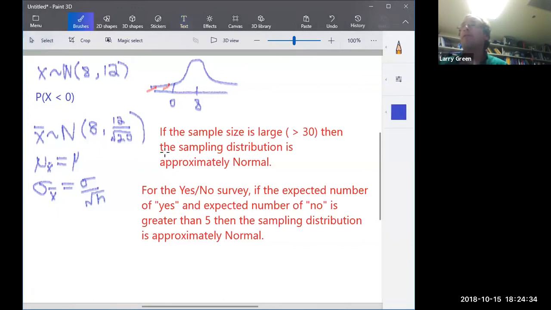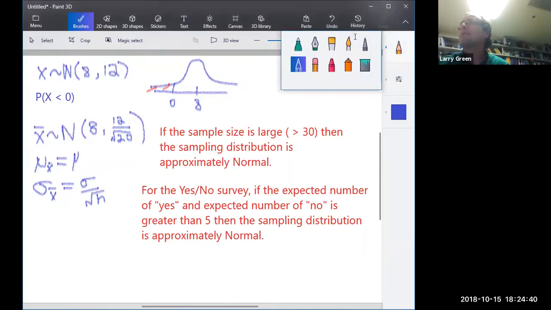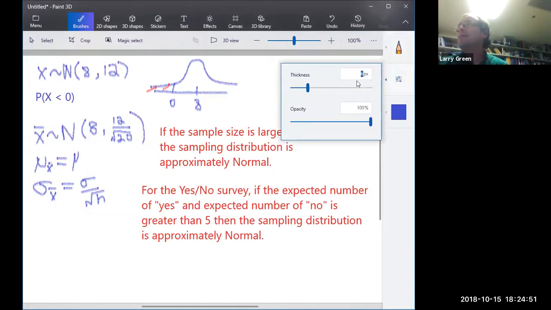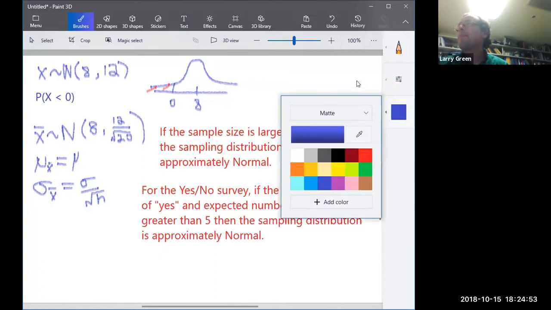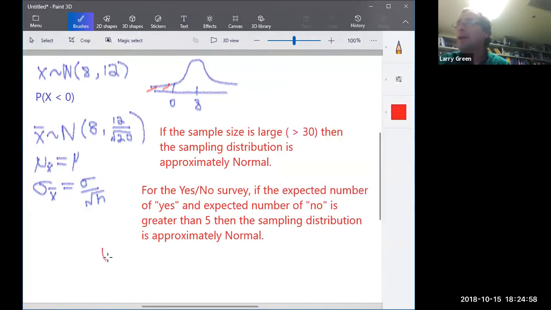So just like before, we had mu sub x bar is mu and sigma sub x bar is sigma over root n. Now we have a different formula. We're not talking about mu's and sigmas anymore, or x bars. We're talking about proportions, p's. So now we're talking about p's.